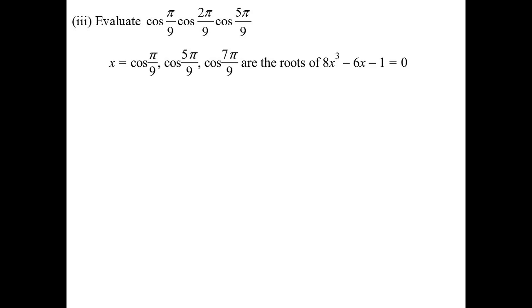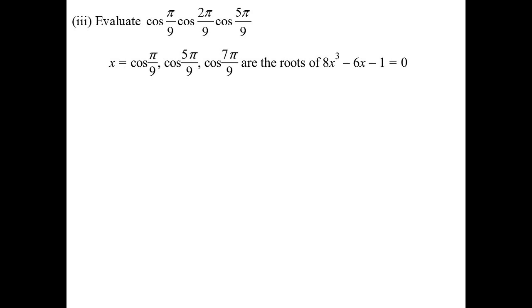Evaluate cos pi on 9, cos 2 pi on 9, cos 5 pi on 9. Those 3 things multiplied together. We just found that these 3 things are the roots to this equation. Not quite the same as what we're looking for. You see, we've got a 7 pi on 9. They have a 5 pi on 9. But it's the same sort of feel to it.